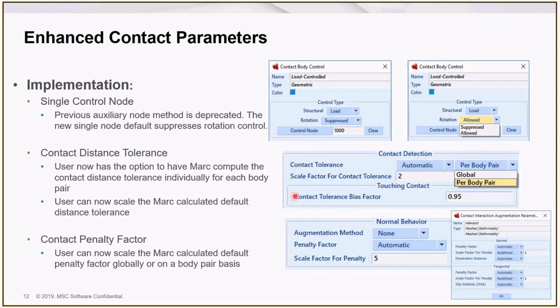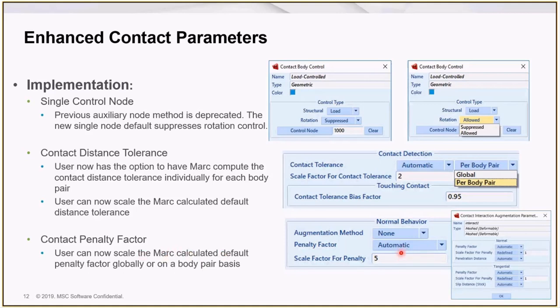The contact distance tolerance, you can see typically this was not a drop down. This was just global. This didn't even exist in the previous release. It was just global. Now we've added the per body pair option, and then also you can scale the factor here. You can see if I want a little more contact tolerance, then I can increase that value or decrease it using a factor. And then the contact penalty factor as well.